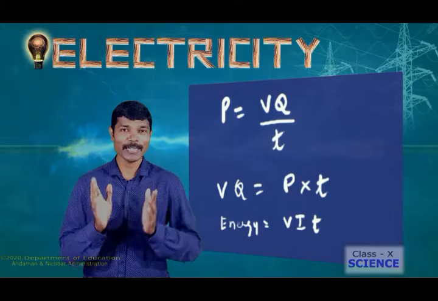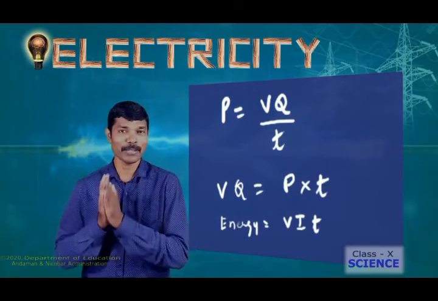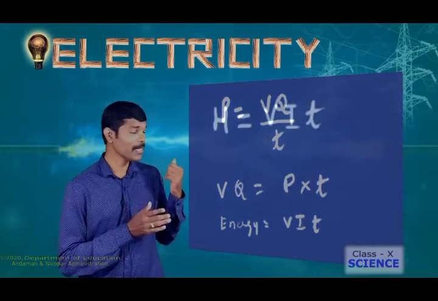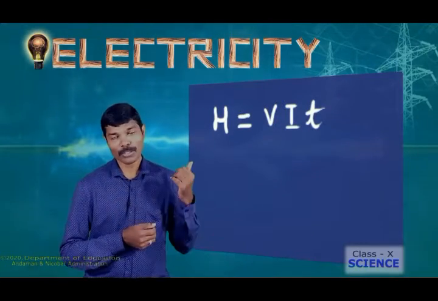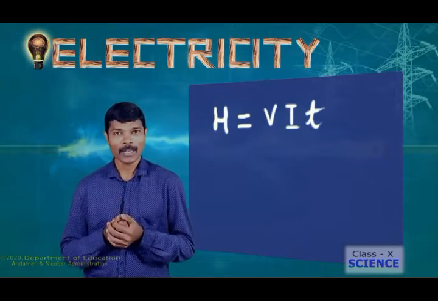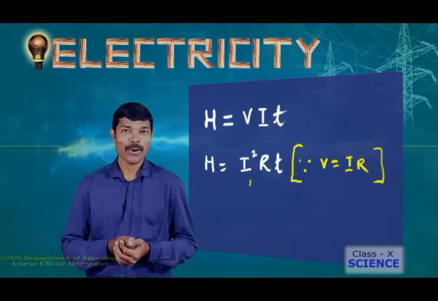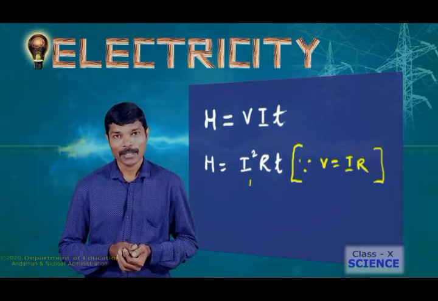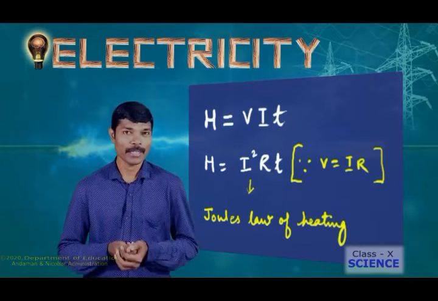If the circuit is completely resistive, then all the electrical energy will be converted into heat. So we can say that heat is equal to VIT. By applying Ohm's law on this equation, we know that V is equal to IR. So applying this, we will get H, that is heat, is equal to I square RT. This equation is known as Joule's law of heating.